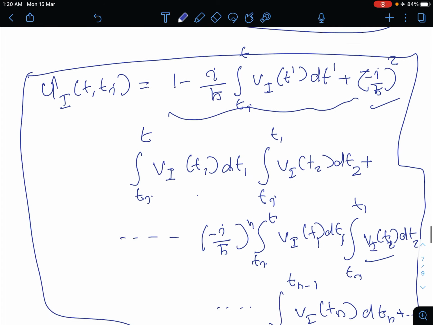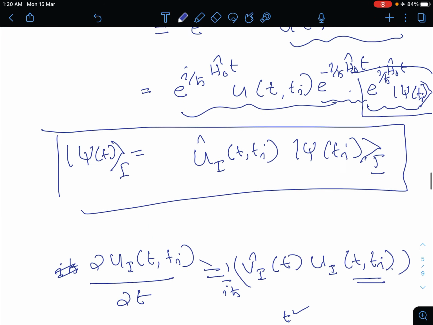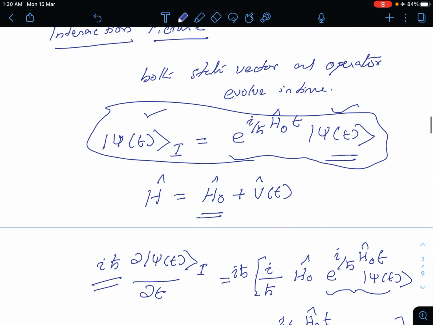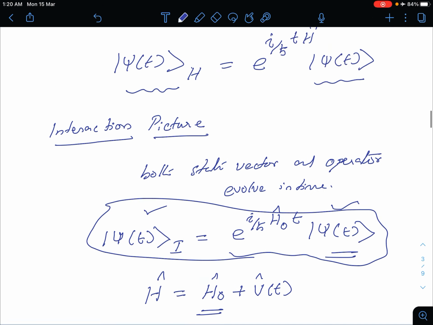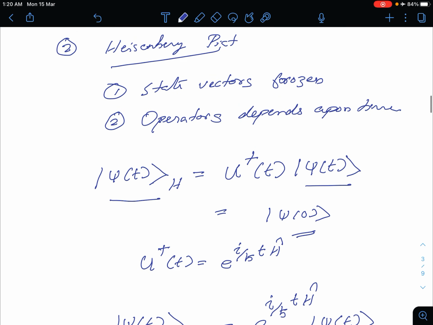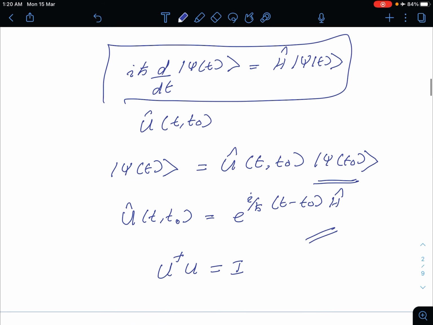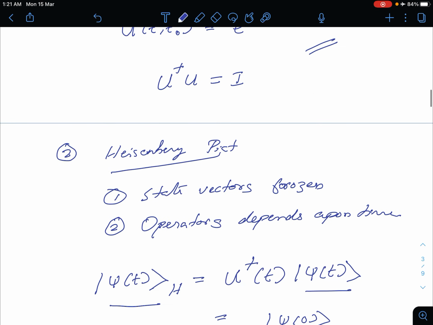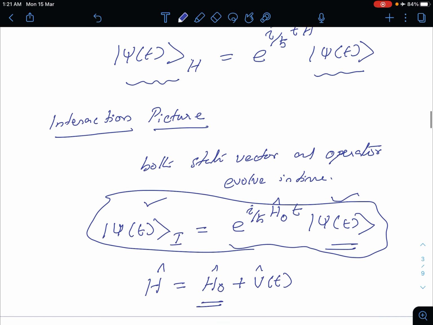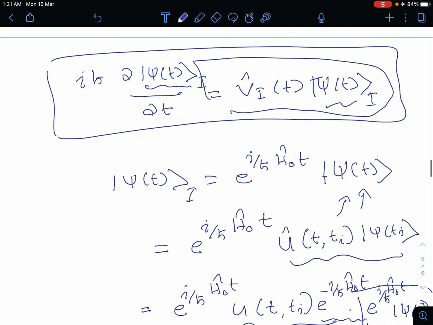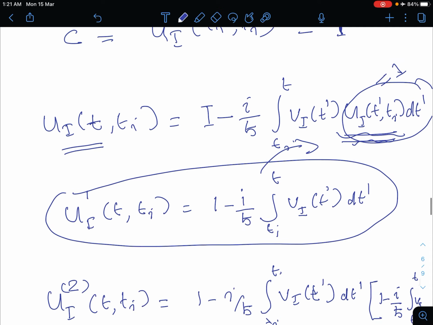From the initial, when we discussed the Schrodinger thing, you will be remembering this equation. Where is it? Interaction picture. Schrodinger picture. Sorry, I haven't written the Schrodinger picture anywhere.